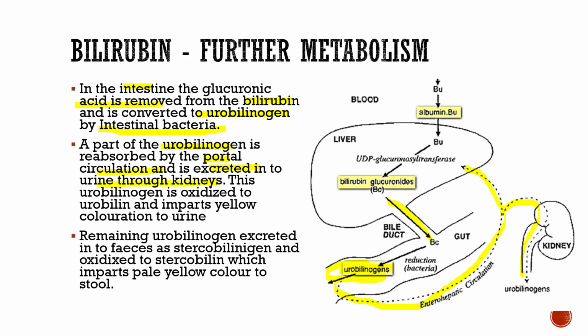This urobilinogen is oxidized to urobilin, which is slightly dark in color, which is the cause of the yellow coloration in urine. And the remaining urobilinogen is excreted into the feces as stercobilinogen. It is known as stercobilinogen, and is oxidized to stercobilin, which gives the pale yellow color to stool.